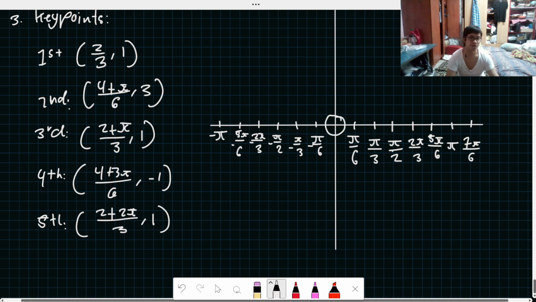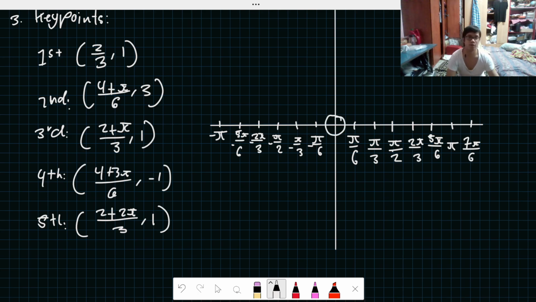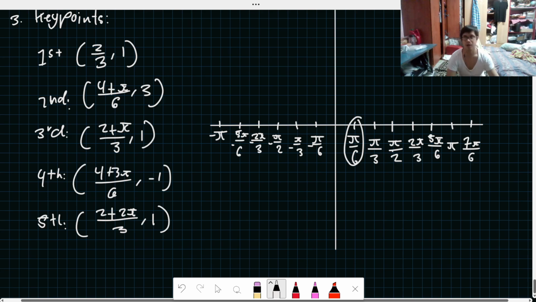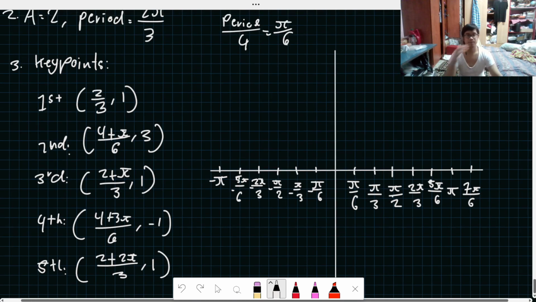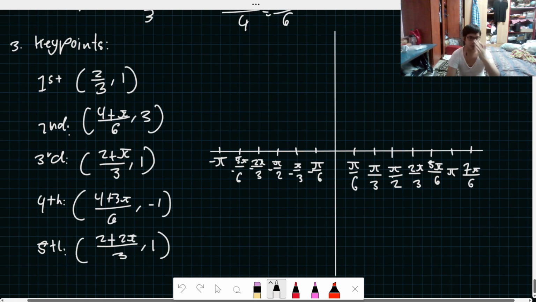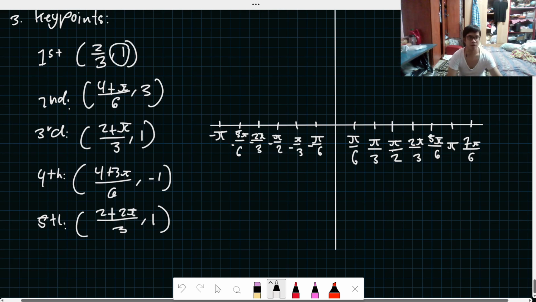Right. This is your starting point. 0, 0 plus pi all over 6, pi all over 6. Pi all over 6 plus pi all over 6, pi all over 3. Pi all over 3 plus pi all over 6, pi all over 2. Right? So yeah, that's it. Just continuously add them. Okay, now for your y, since we have like 1, -1, 3, let's do 4.